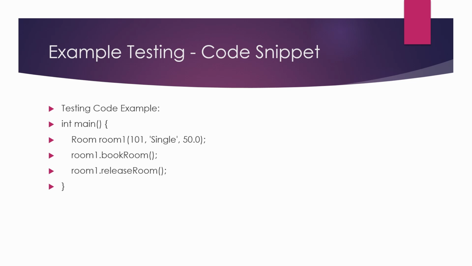Here's a simple example of how we can test our code. In the main function, we create instances of the room class, check if the rooms are available, book them, and then release them. This testing ensures that our room class methods are working as expected.